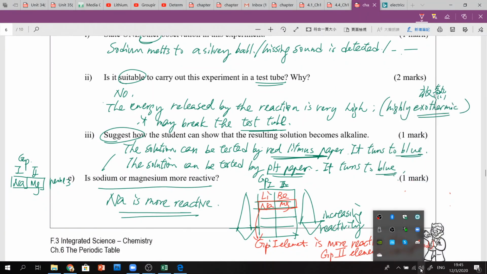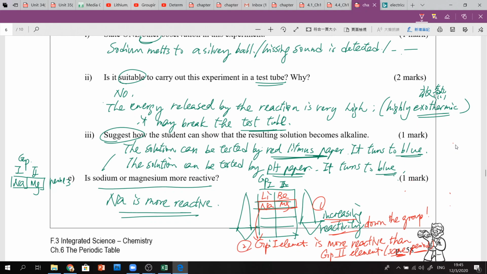Remember what you're going to talk about, okay? Remember, same period. You use the same period for comparison. Group 1 elements are more reactive than group 2 elements. So then down the group. So what is the description of the trend of metals among the same group? For the same group elements, their reactivity increases. So these are the two sayings I would like to share with you. Point number 1. Group 1 elements' reactivity increases down the group. 2. When you compare within the same period, group 1 elements are more reactive than group 2 elements.